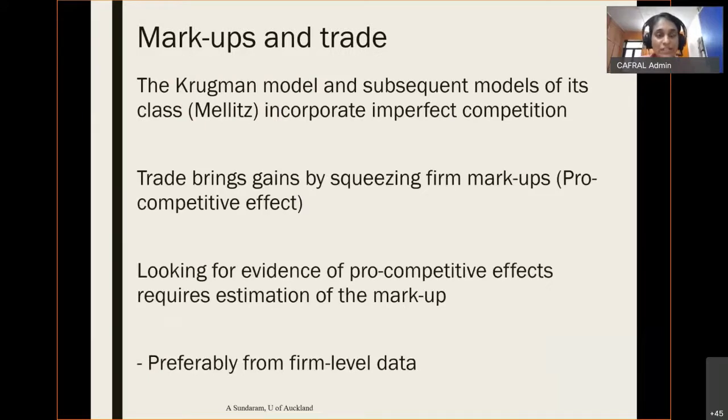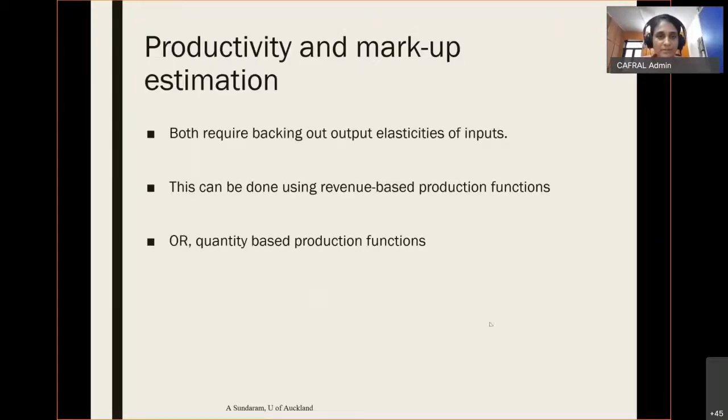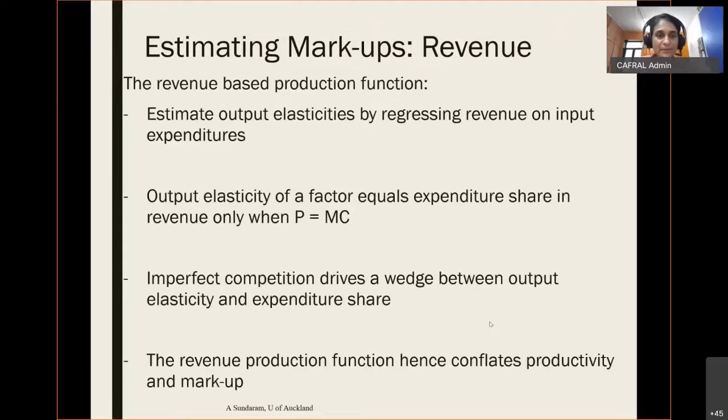Okay? Now, I do have some slides on markups, but I'm not going to go through that because I won't have time, right? Markup estimation also comes out of the productivity estimation, but I'm not going to have time to cover markup estimations. Let's look at how we actually estimate productivity.